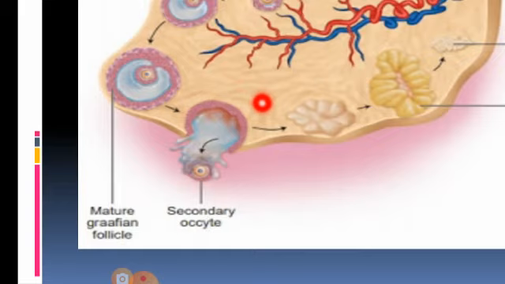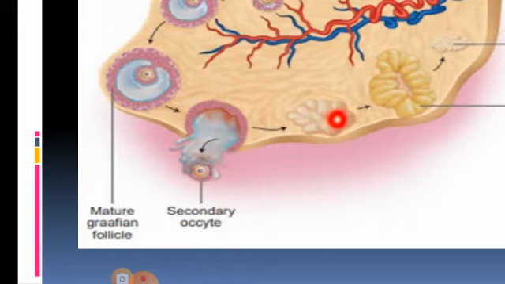Suppose the estrogen level is more, what happens? It activates the anterior pituitary to secrete another hormone called LH. So how is luteinizing hormone produced? If the estrogen content is more, automatically it induces the pituitary to release the LH hormone. Okay. Now tell me, from the mature Graafian follicle, the ovum in the form of a secondary oocyte ruptures and comes out. What happens to the rest?